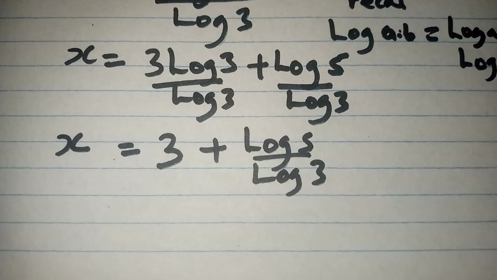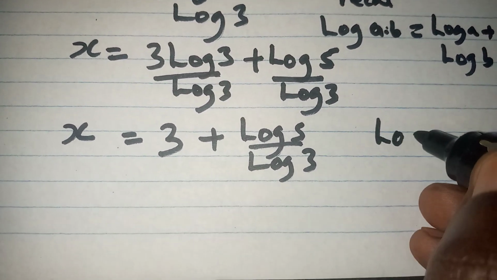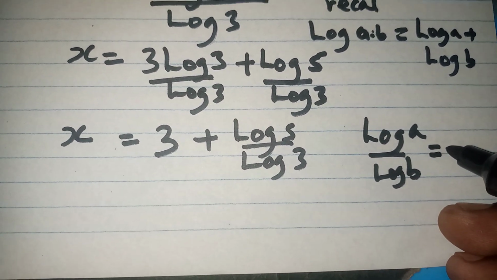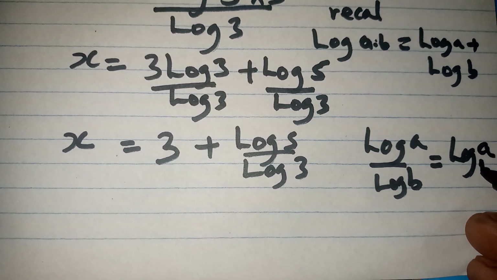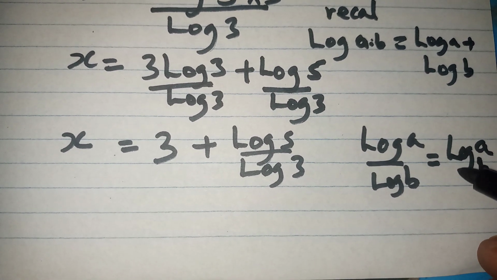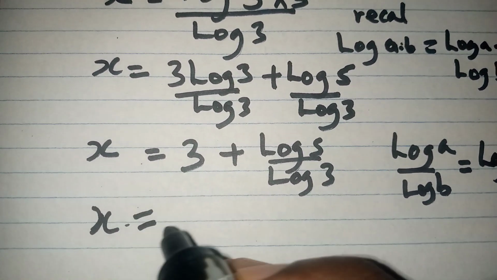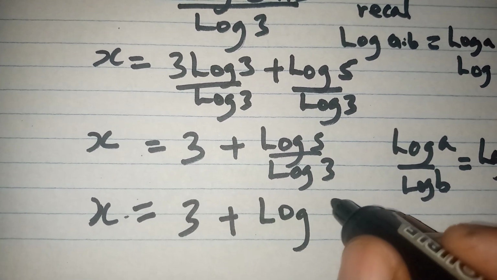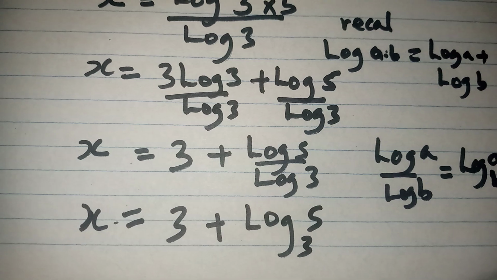So for me to simplify it again, I'm going to recall that if I have the log of a divided by the log of b, then this is going to be written as the log of a base b, since the bases are the same. Next stage, so x now becomes 3 plus the log of 5 base 3 for the value of x.